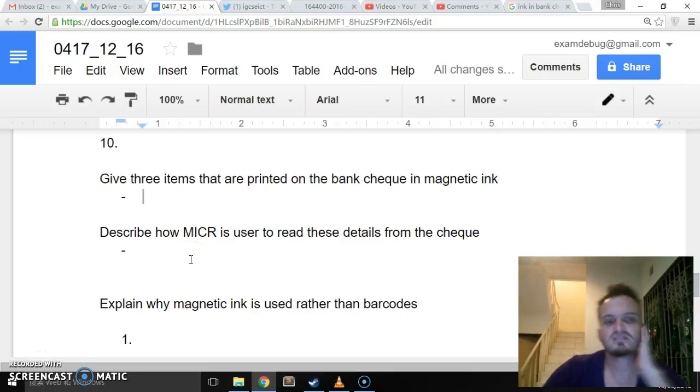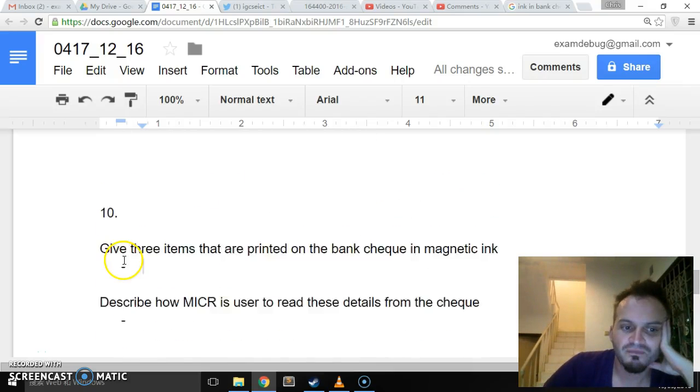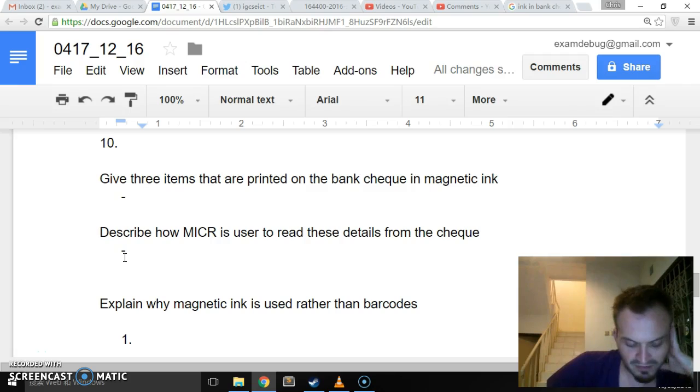Okay, so question 10, where we're going to be talking about when a bank check is presented to a bank, it is sent off to a check clearing center. Give 3 items of information that are pre-printed on the check in magnetic ink.